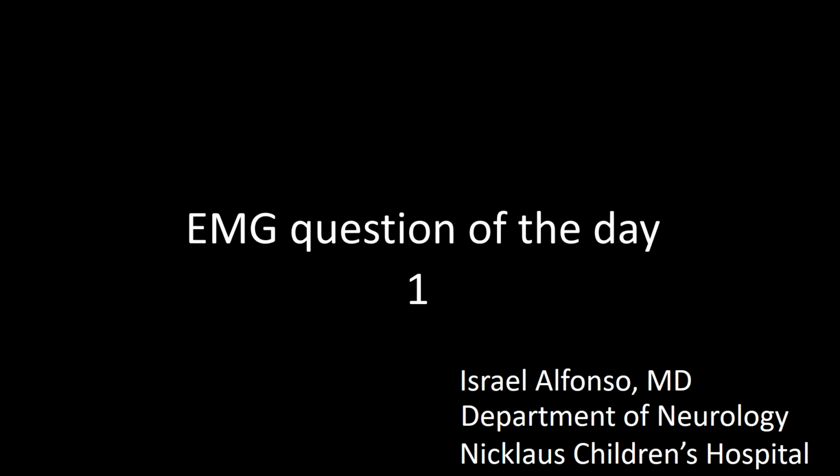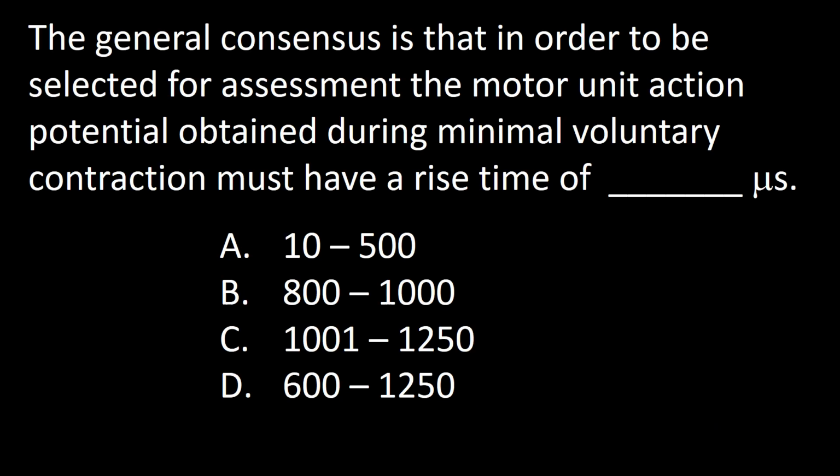EMG question of the day. The general consensus is that in order to be selected for assessment, the motor unit action potential obtained during minimal voluntary contraction must have a rise time of dash microseconds. A. 10 to 500, B. 800 to 1000, C. 1001 to 1250, D. 600 to 1250.